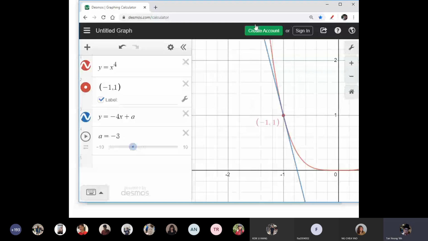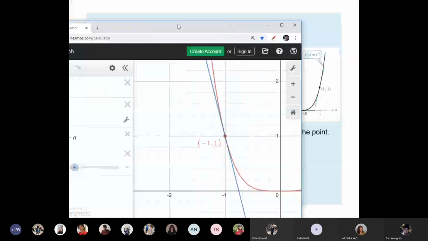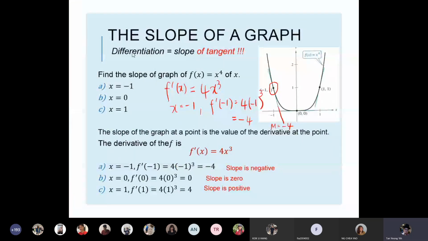All right. So now what I want to show you is that we can actually use differentiation to find the slope of the tangent at the given point. Okay, so the same idea goes for the second question and the third question.